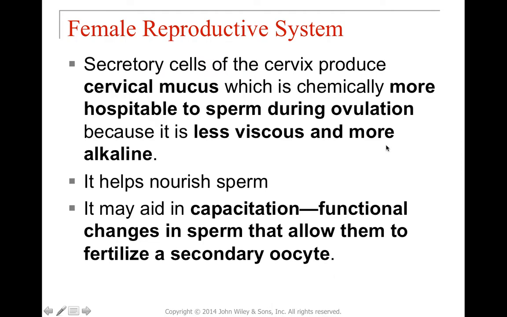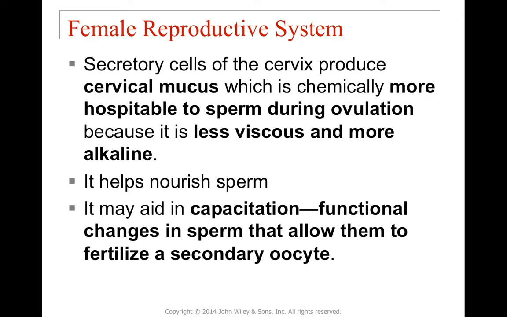Okay, so the cervix is also going to be secreting things. It's going to produce cervical mucus. You may have heard me say that's one of the first barriers that the sperm have to overcome to be able to fertilize the egg. So the cervical mucus actually changes throughout the month.